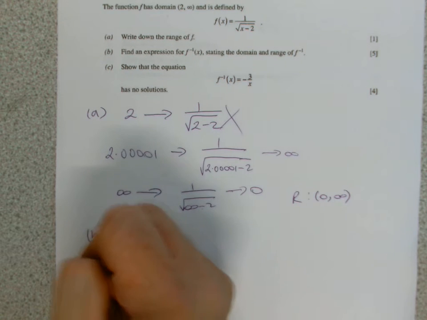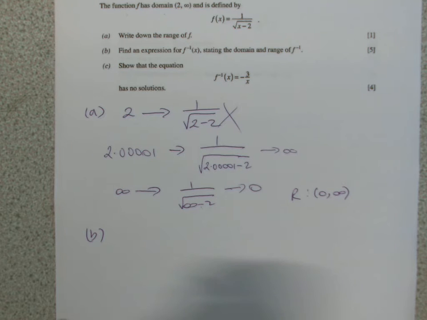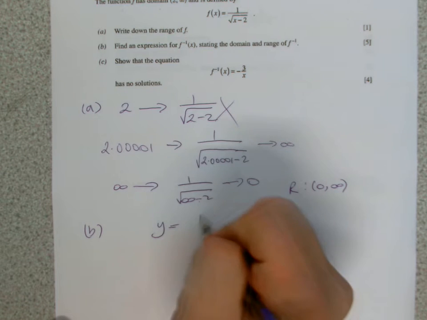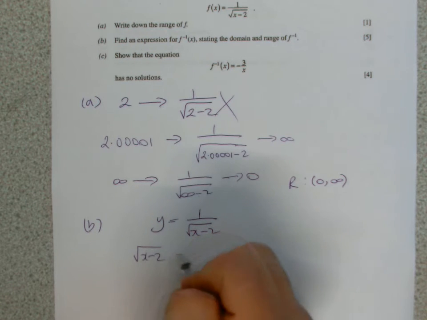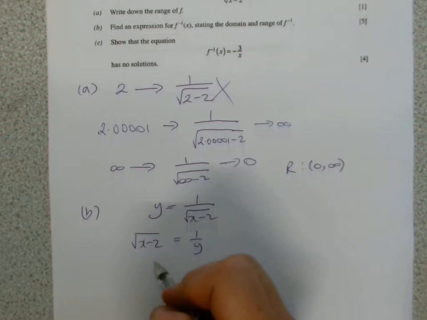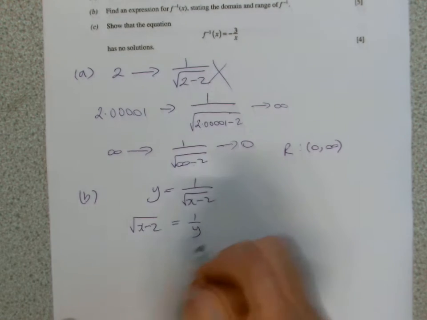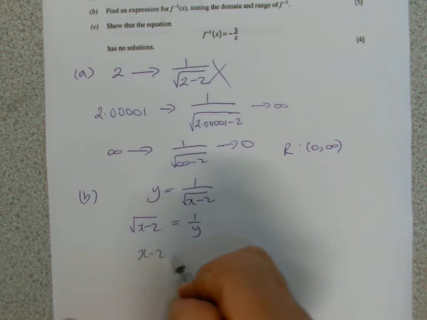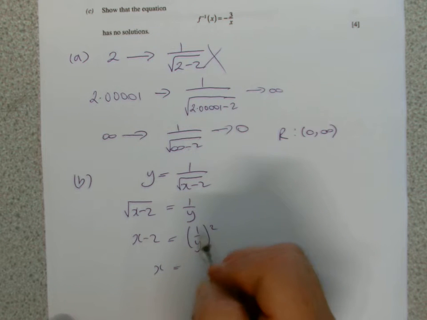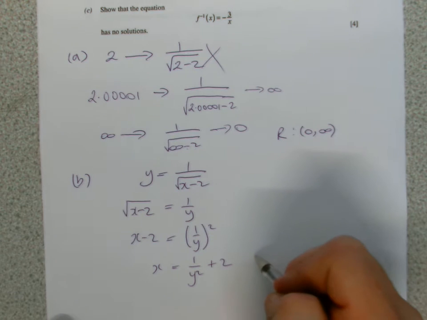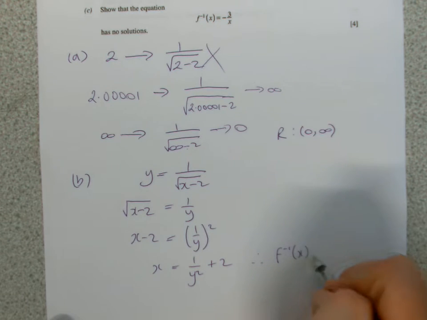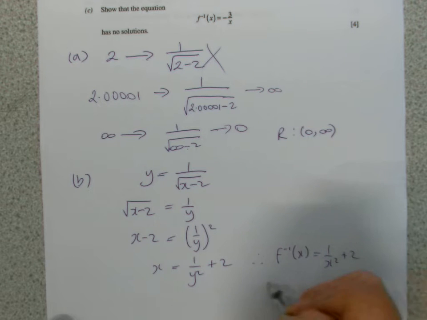Part B then says find an expression for the inverse function and state the domain and range. So remember we write it like that. Just like in the last question, we swap these two. Then because I want to get x equals, I need to square both sides. Square this side to get x minus 2, square that side to get this. Then x will equal, here I would just square top and bottom: square 1 you just get 1, square the bottom you get y squared, and then add on 2. Therefore f to the minus 1 of x equals 1 over x squared plus 2.